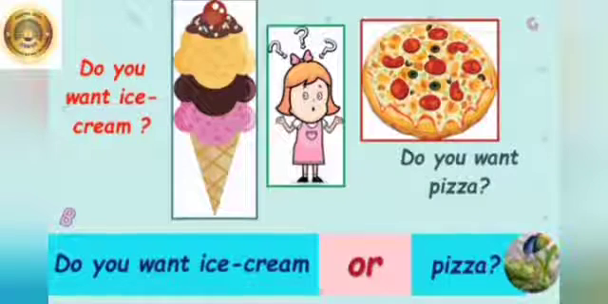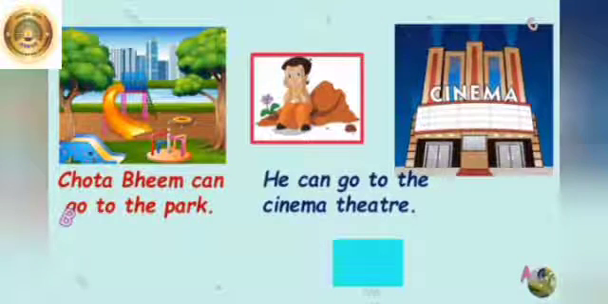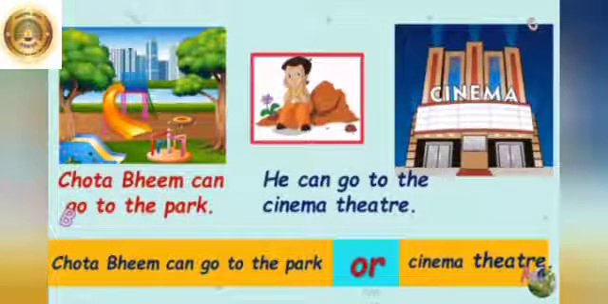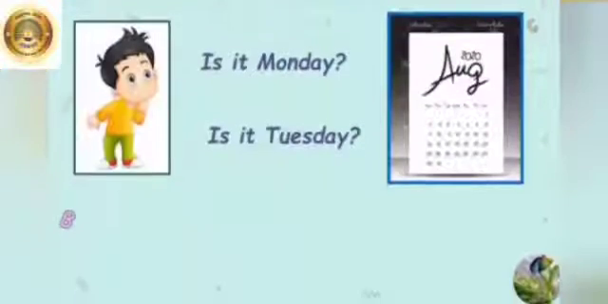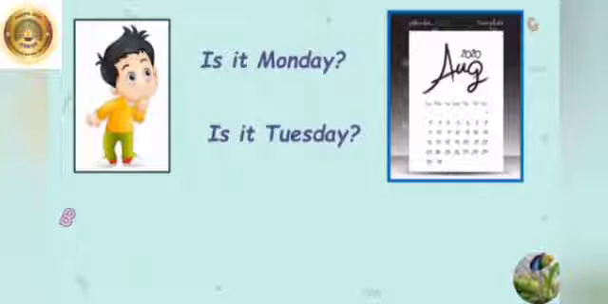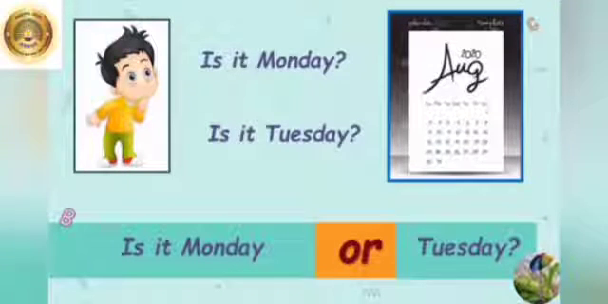Next example, Chota Bheem can go to the park. He can go to the cinema theater. Your choice is between park and the cinema theater. So when we combine these two sentences, our answer would be: Chota Bheem can go to the park or cinema theater. Third example, is it Monday? Is it Tuesday? Answer: is it Monday or Tuesday?